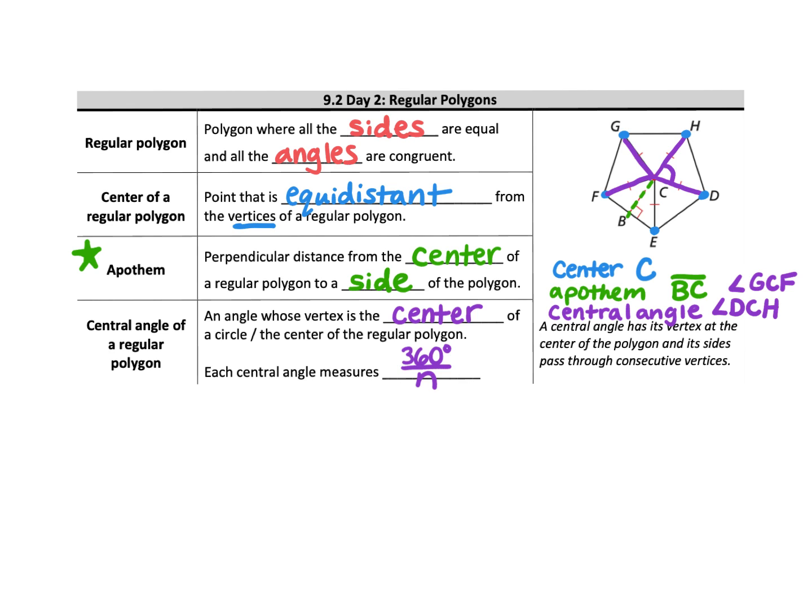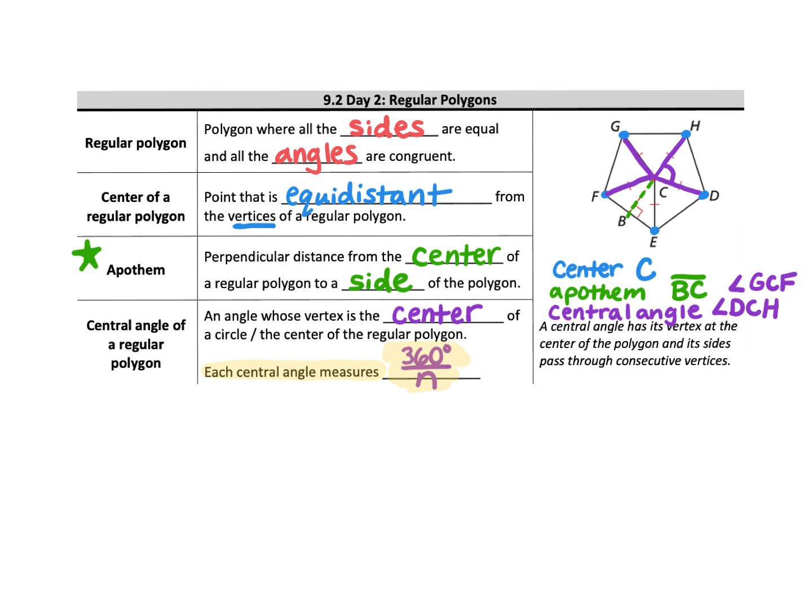To find the measure of the central angle, since the full circle in the middle here is 360, you just take 360 divided by n, and that's going to give you the central angle. So that's going to be an important formula here. If we need to figure out the central angle, we just take 360 and divide it by the number of sides.